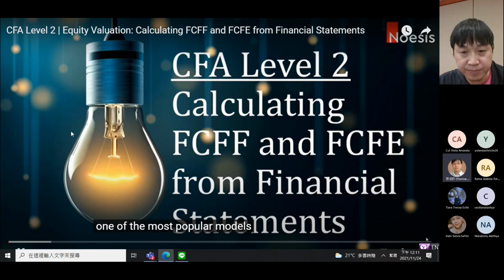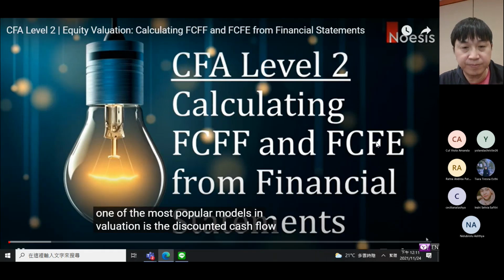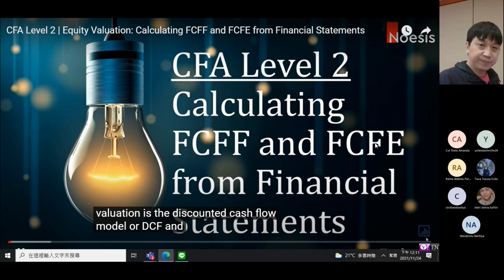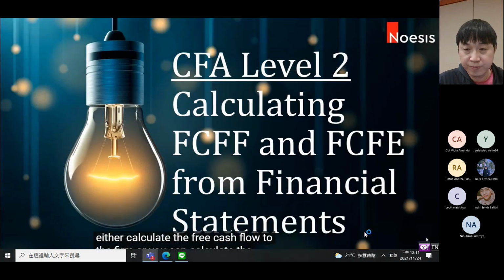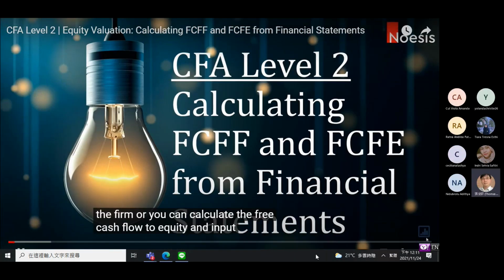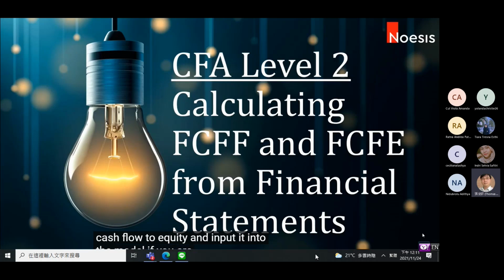One of the most popular models in valuation is the discounted cash flow model, or DCF. And to use a DCF, you can either calculate the free cash flow to the firm, or you can calculate the free cash flow to equity and input it into the model. If you are using FCFF in the DCF model, the output will be the firm value. And if you are using FCFE as an input to the DCF model, the output will be the equity value. So in this video, we are going to look at how we calculate free cash flow to the firm, FCFF, and free cash flow to equity, FCFE, from financial statements.